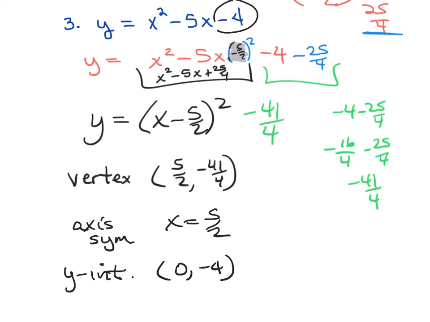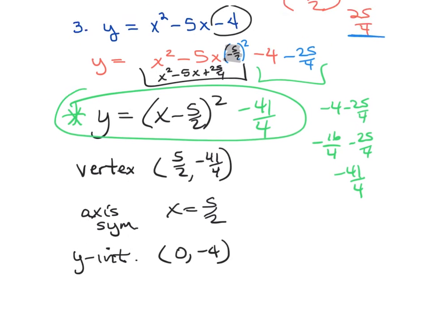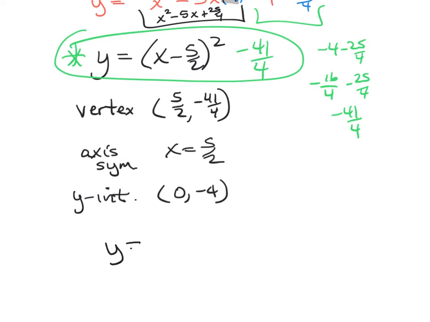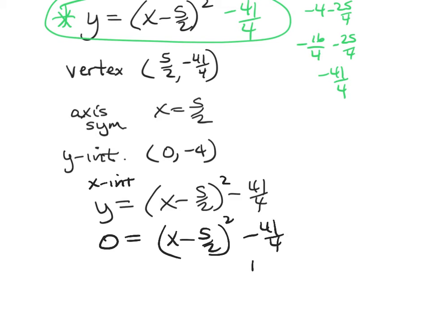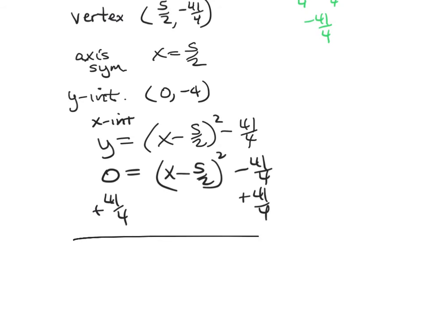Now to find my x-intercepts, I'm going to use my vertex form, which is right here, and use the square root method. So y equals x minus 5/2 squared minus 41 over 4. I'm going to plug in a 0 for y. This is the x-intercept work. I'm going to move the 41 over 4 to the other side: 41 over 4 equals x minus 5/2 squared.